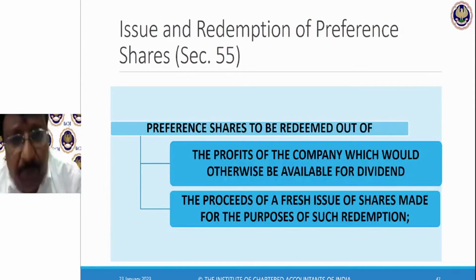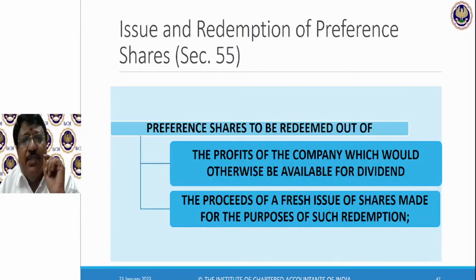Now, very, very important. Preference shares are to be redeemed out of the profits of the company which would otherwise be available for dividend.